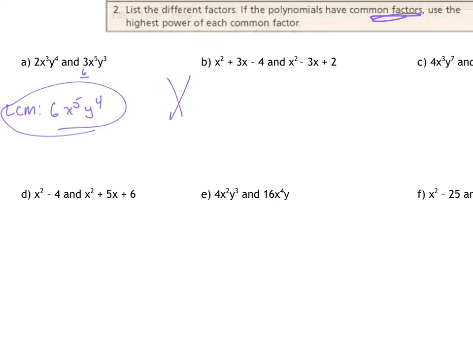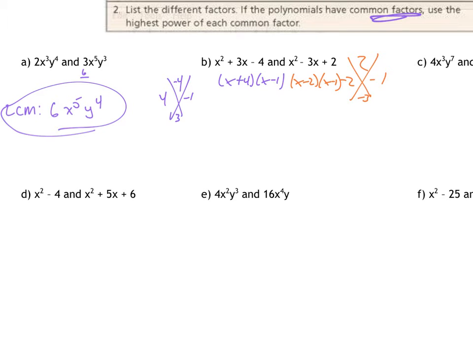Now if I come over here to b, I have to factor everything. So I've got -4 and I've got 3. What factors of -4 give me 3? 4 and -1. So x plus 4 and x minus 1. I've got 2 and -3, so -2 and -1. That should be a 1, not a 2. So x minus 2 and x minus 1 for those factors.